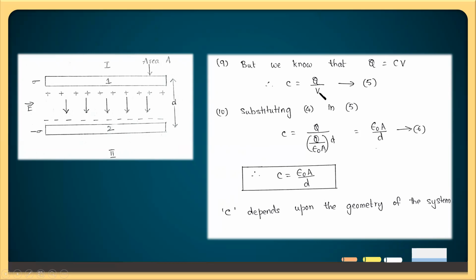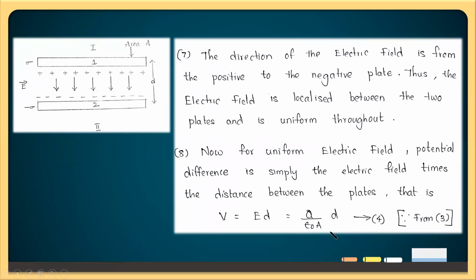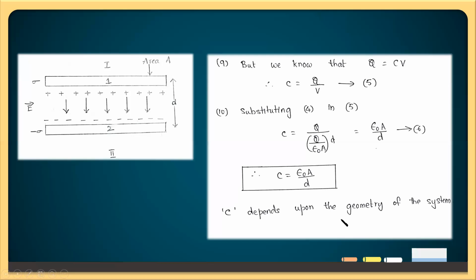But we know the value of V from equation 4. This is the value of V from the previous slide, Q D by epsilon naught A. We will substitute it here in place of V in Q by V. Q and Q will be cancelled and epsilon naught A will go up. You will get epsilon naught A by D.